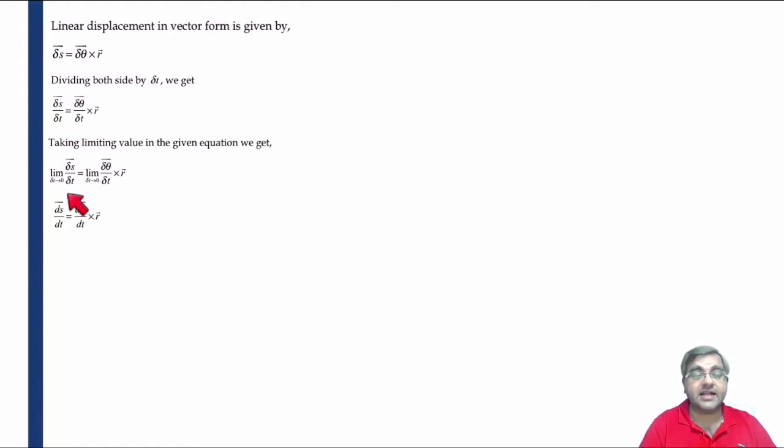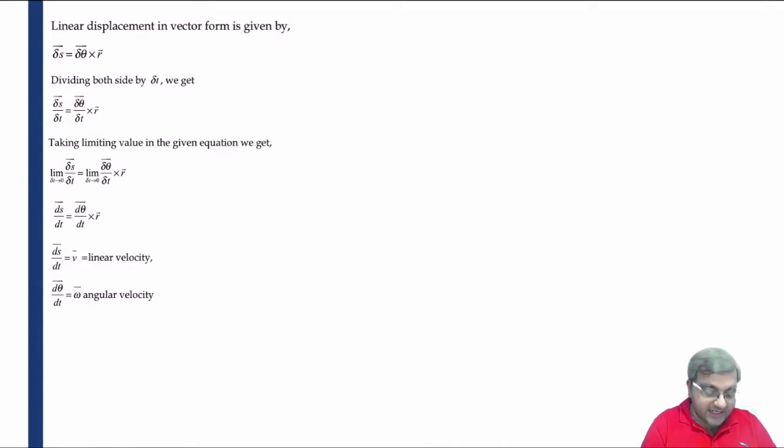Now, we know this limit delta t tends to 0, delta S bar by delta t is the value for instantaneous. So there's another way of representing instantaneous values. Instead of using limits, I can use derivatives. So if I use derivatives, instead of delta, I will use d, and this limit is not going to be there. So it is going to be dS bar by dt, and this is going to be d theta bar by dt cross R bar. This is nothing but another way of representing the same thing, because for instantaneous values there are two ways to represent: either I can use limit delta t tends to 0, delta S bar by delta t, or I could use this dS bar by dt. So either I can use limits or I can use derivatives.